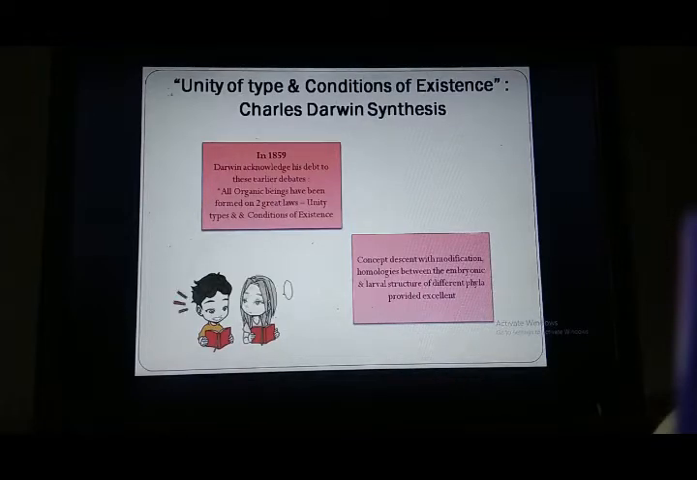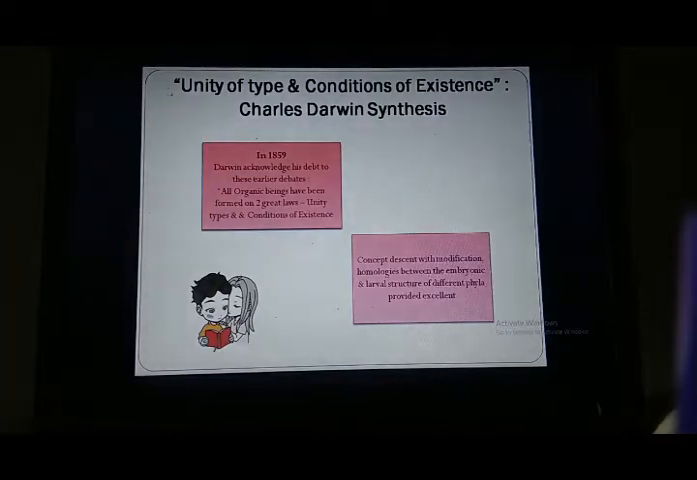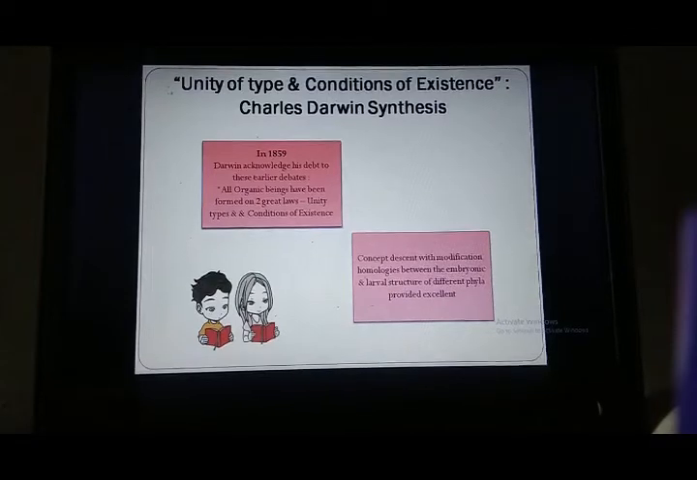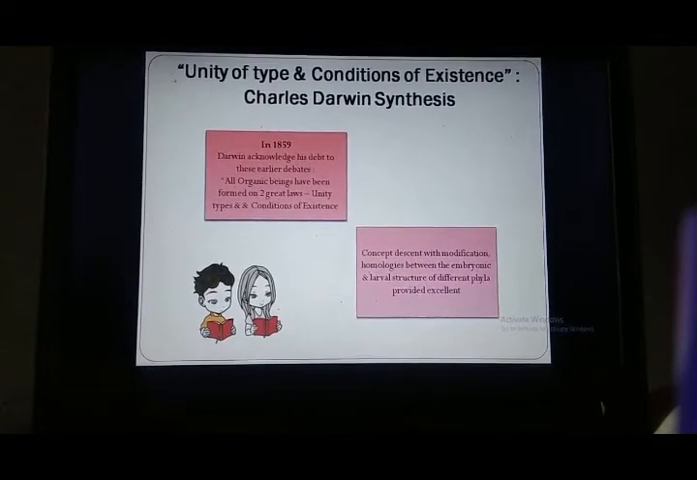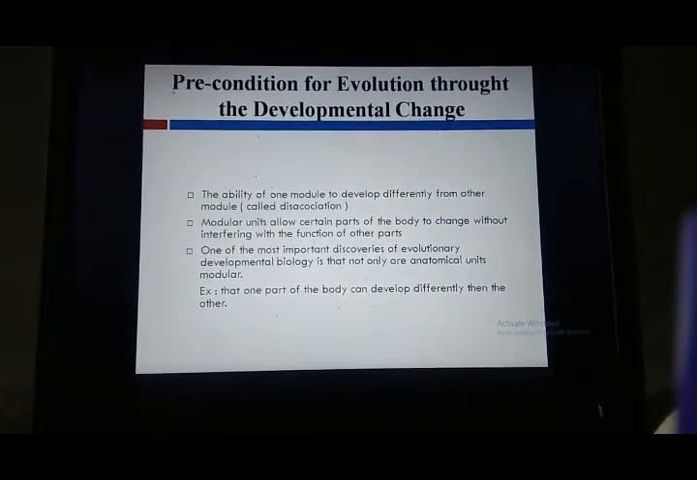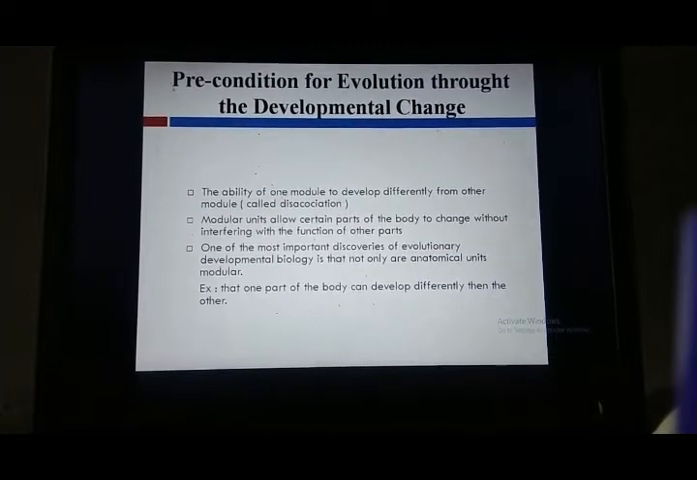That is the change with the concept of descent with modification: homologies between the embryonic and larval structures of the different phyla provided excellent evidence. So, the next is about the precondition for evolution through developmental change.